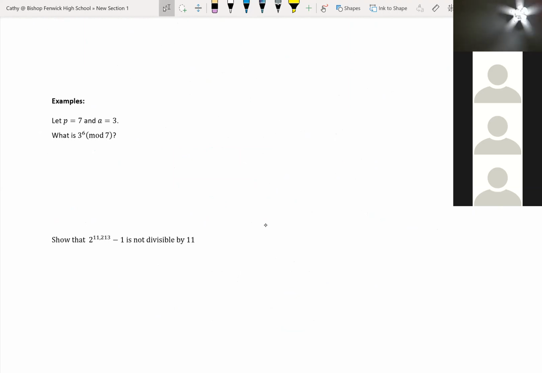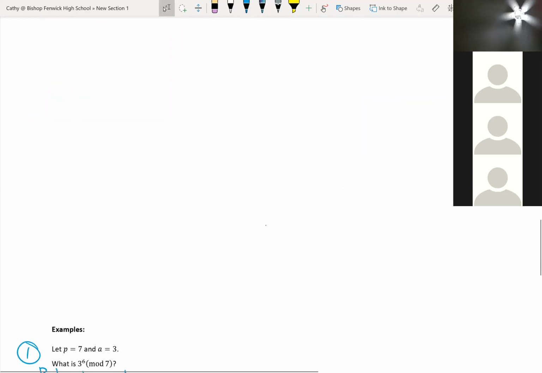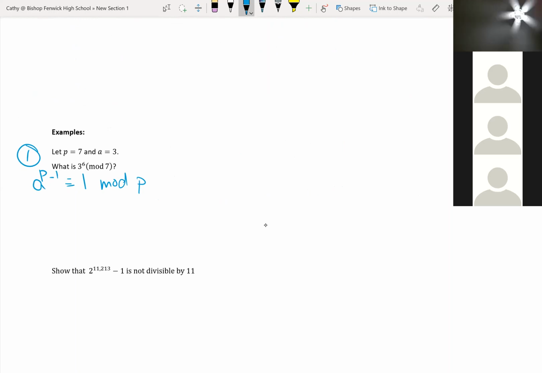Examples. So to actually use the theorem, this first one here is really simple. So P is equal to 7, and the theorem says that A to the P minus 1 is congruent to 1 modulo P. Did I write that right? So P is 7, and A is 3, because I'm using A is 3. So 3 to the 7 minus 1 is congruent to 1 modulo 7. But we want to know what is 3 to the 6th. Well, 7 minus 1 is 6, conveniently. So 3 to the 6th is really congruent to 1 modulo 7.